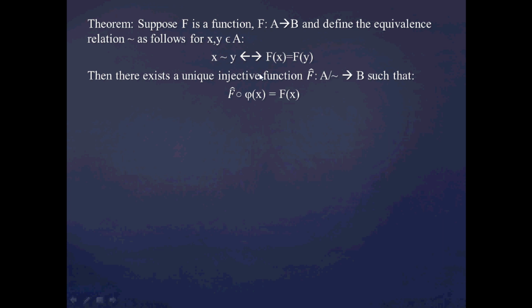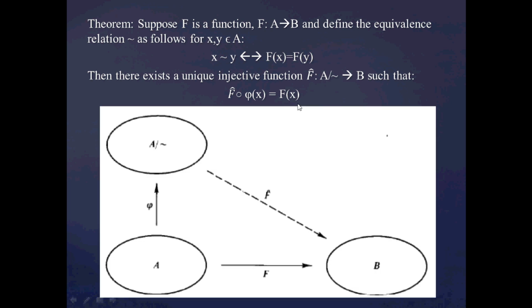And the theorem is going to claim that there exists a unique injective function, let's call this f hat, mapping A modulo tilde to B, such that the combined actions of phi, which is that canonical mapping, and f hat are the same thing as that function f from A to B. So that's the statement of the theorem, but conceptually, what is this saying?